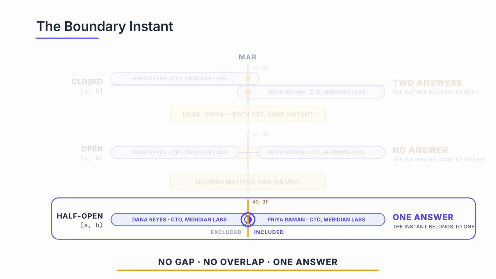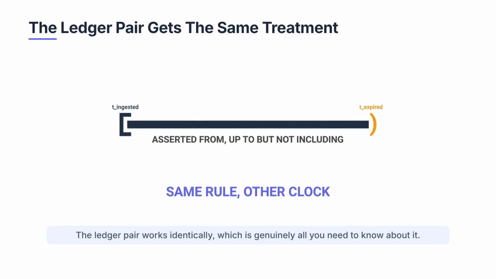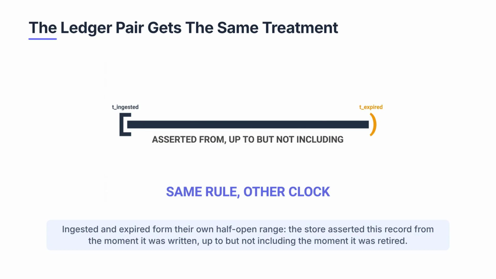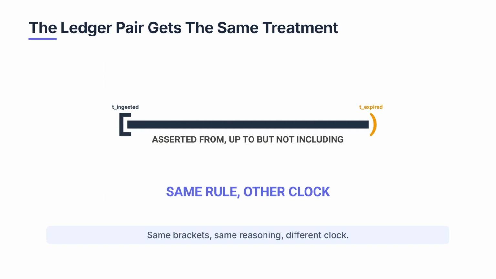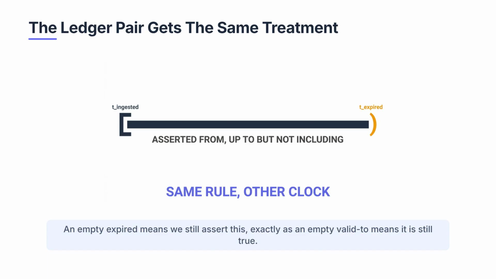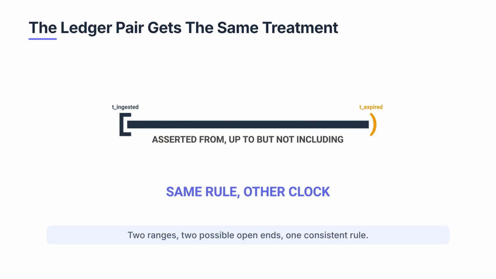The ledger pair works identically, which is genuinely all you need to know about it. Ingested and expired form their own half-open range. The store asserted this record from the moment it was written up to but not including the moment it was retired. Same brackets, same reasoning, different clock. And the empty case reads the same way too. An empty expired means we still assert this, exactly as an empty valid to means it is still true. Two ranges, two possible open ends, one consistent rule. That symmetry is not an accident, and in about 90 seconds, it is going to earn its keep.